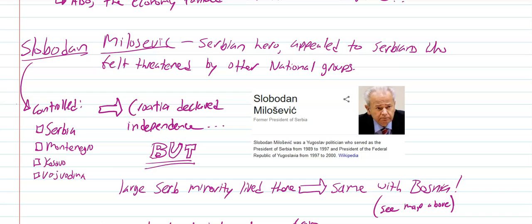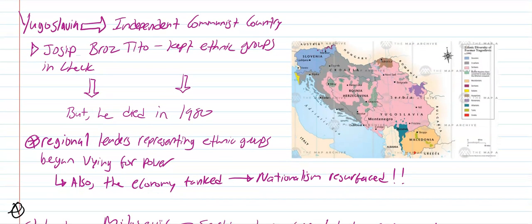And so let's talk about this guy, Slobodan Milošević. He was a Serbian hero. He appealed to Serbians who felt threatened by other national groups. And here's the guy right here, Slobodan Milošević. Now, if you look up here, Serbia is all this area that I'm highlighting here in my black pen. And notice that Serbia includes Montenegro, Vojvodina, which, where am I? I'm not seeing it, so I'm just going to guess that it's this region right here.